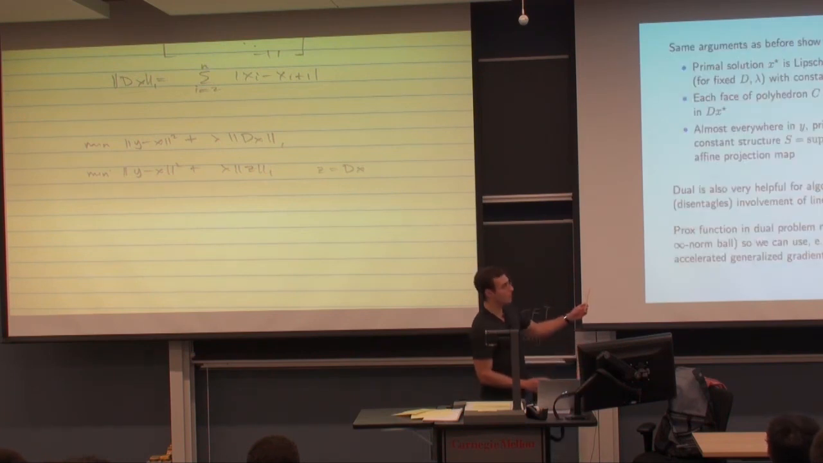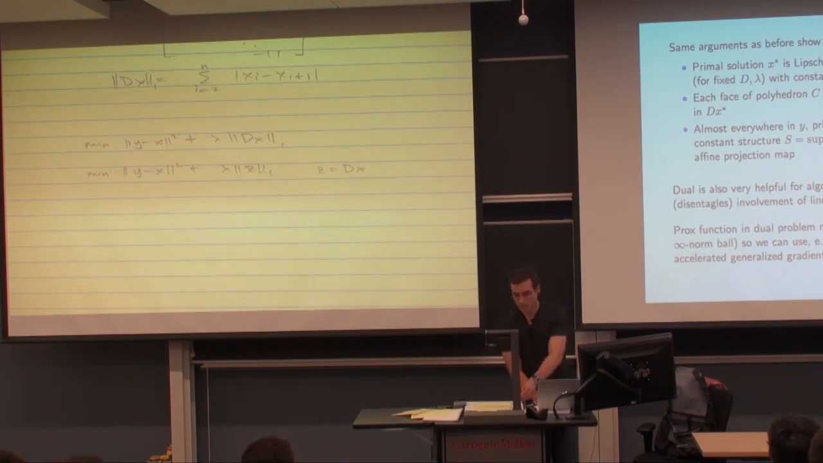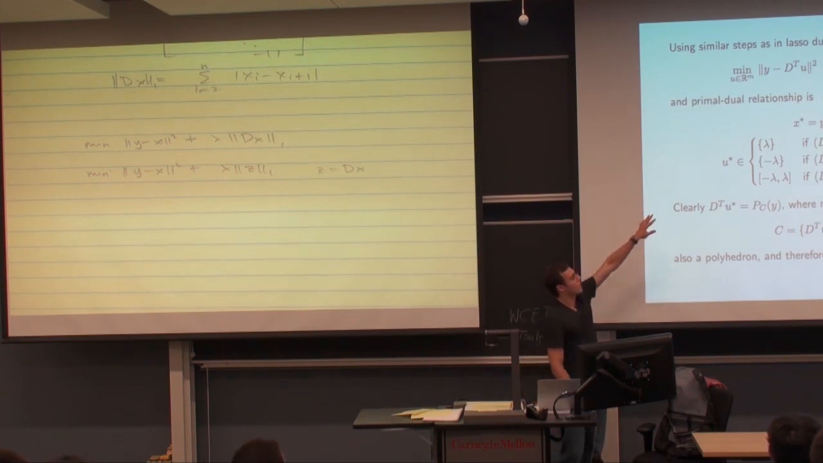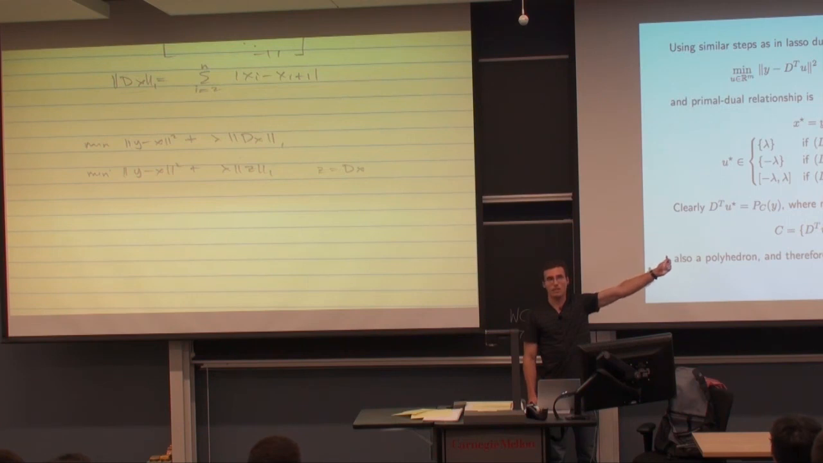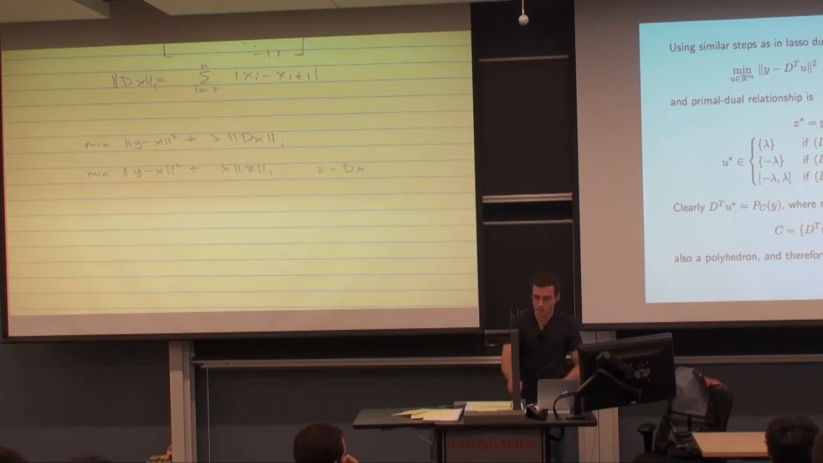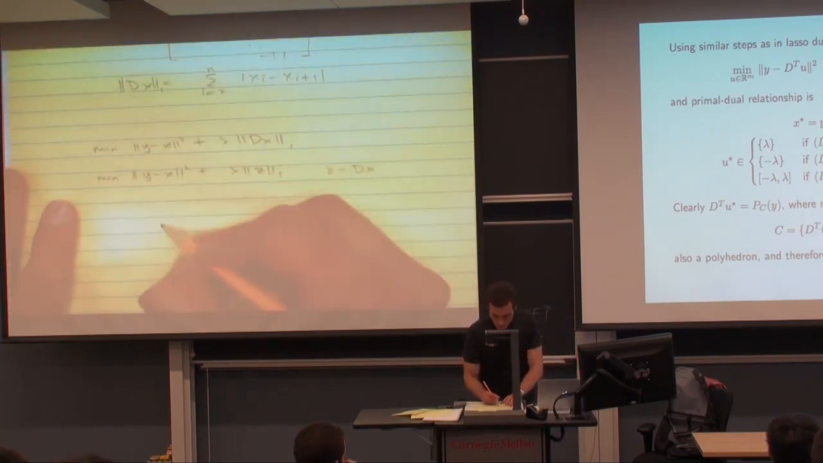But I do want to point out one other thing, which is going to lead into what we're talking about next, and also maybe what we continue to talk about throughout the course. If we look at the dual here, it's disentangled the relationship of the linear operator D with the non-smooth part. The non-smooth part here is the infinity norm of u. So if you ask me now what the prox function for this problem is, it's very easy, right?